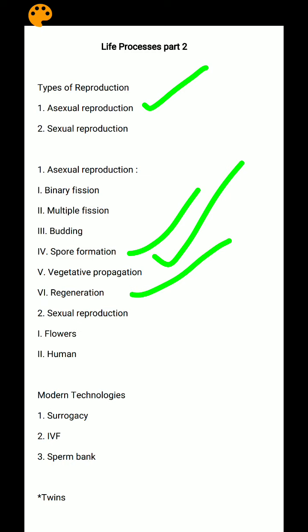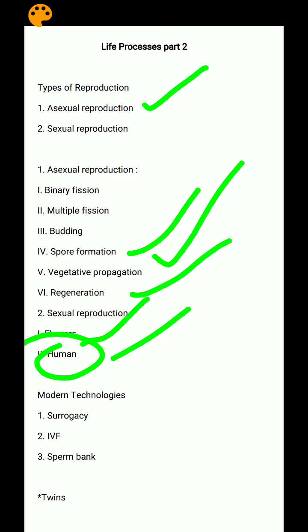Next one is sexual reproduction. According to the syllabus, we have to see sexual reproduction in flowers as well as sexual reproduction in human beings. In flowers you have to see what are accessory whorls, what are essential whorls, what is androecium, gynoecium, what is calyx, corolla. These are the terms. When we see the chapter, we will go through the concepts in detail.